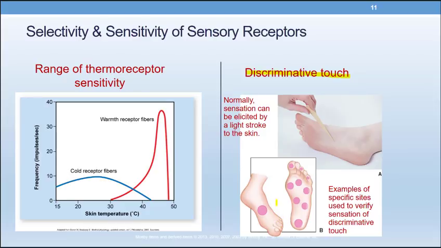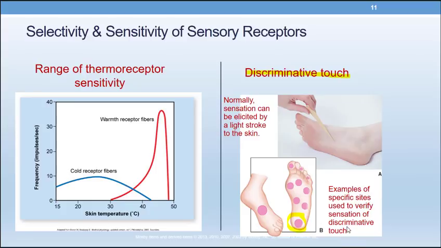So if you were to close your eyes and someone was to touch certain areas of your foot, for example, the heel, you should be able to determine that this was your heel being touched. And this is referred to as discriminative touch, or really a localized fine touch to a particular area.